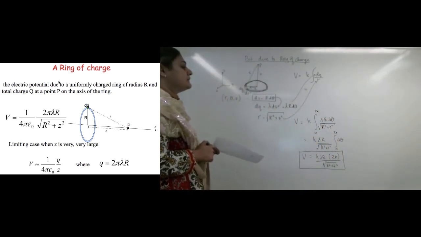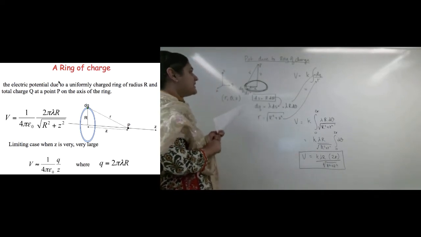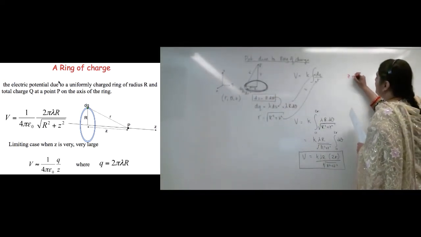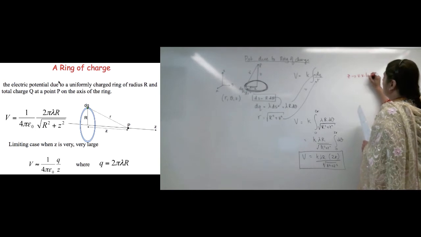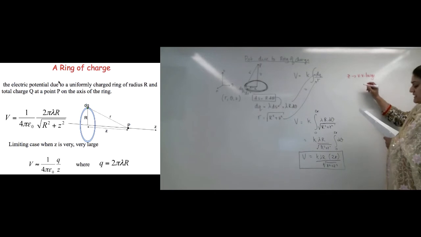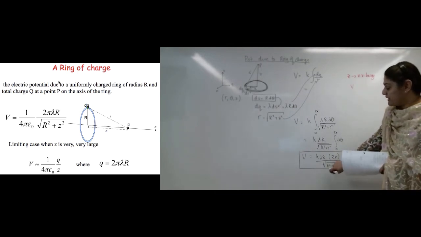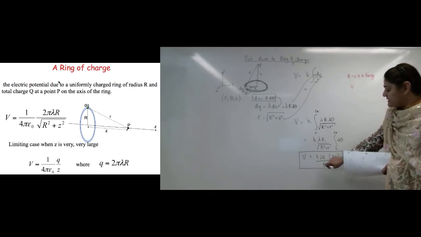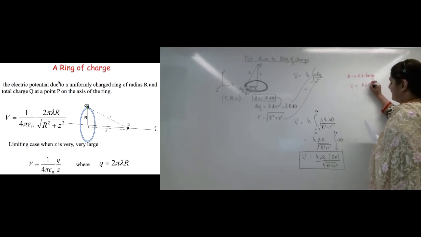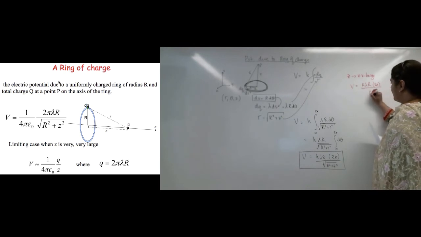Excellent. Now let's talk about limiting cases, right? In limiting cases, what will happen? The limiting case would be when z becomes very, very large. When z becomes really, really large as compared to r, I can ignore r in this expression. So what will I be left with? I will be left with k lambda r 2 pi divided by z.